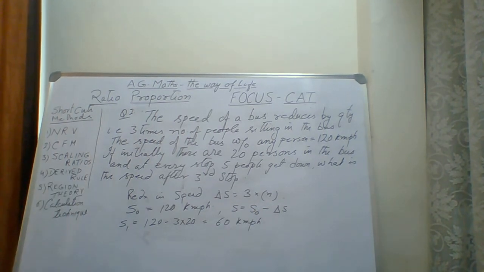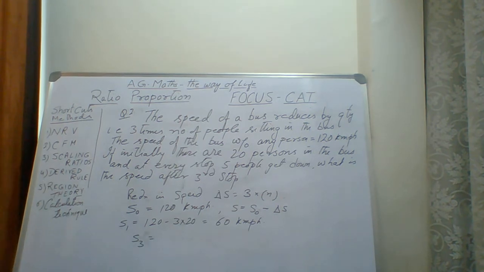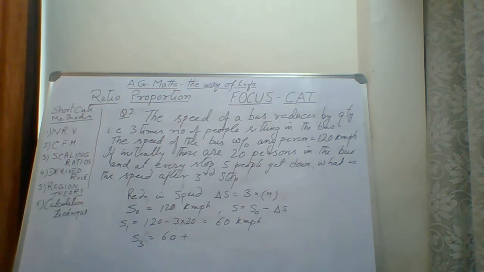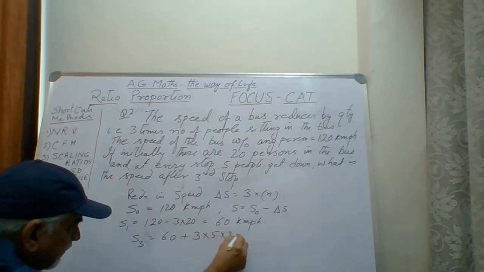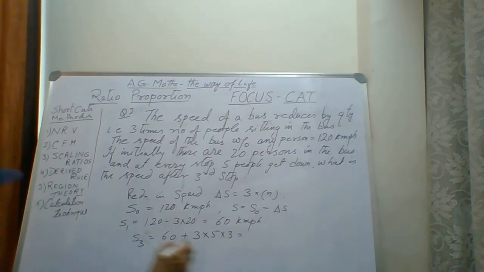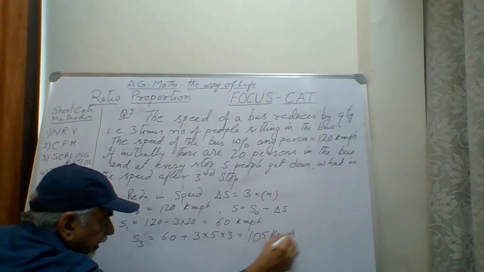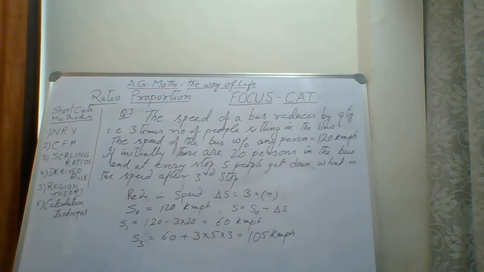That is the speed after the first stop, right? Speed after the third stop will be what? Suppose it is S3. After the third stop, the 60 will get added to 3 times 5 and 3 stoppages. So this comes to 105 kmph. And out of the options, if they are there, you can take up the option. This is 105. So 105 is the right answer. So you have to work it out so quickly.